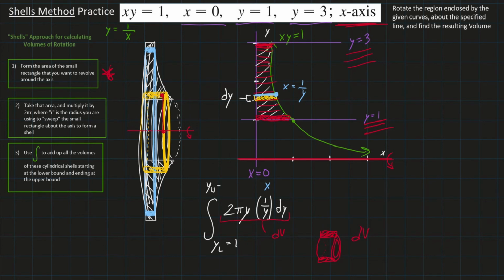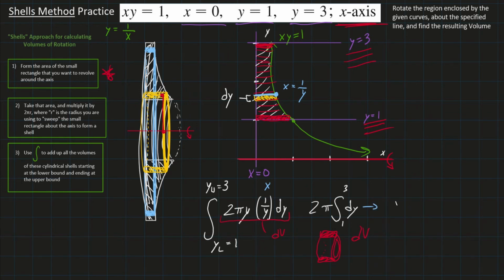So that will be my upper bounds. Alright, let's do the math. And actually this math is so easy, we don't even have to bring it into the math dimension. If I do y times 1 over y, well, that just cancels out to be 1. I mean, of course I can bring my 2 pi out, so I have 2 pi dy, our bounds 1 to 3. What's the antiderivative of 1?